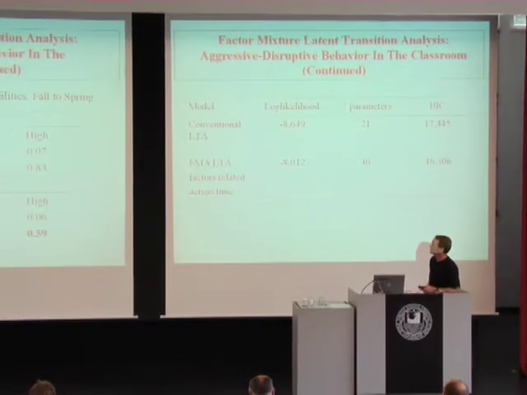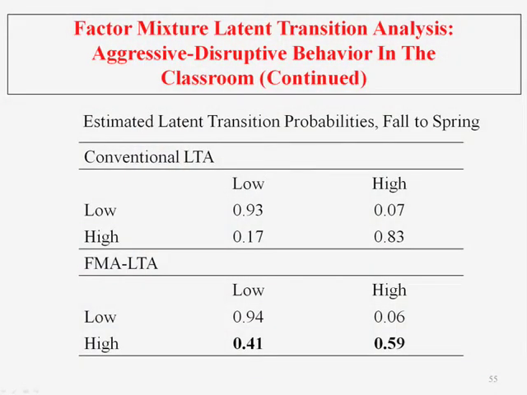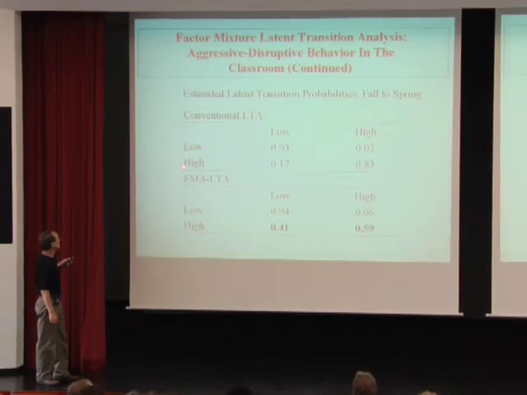And here are the results. Same on both screens. How does that affect the transition probabilities for this alternative model? Conventional LTA says that those who started, this is low and high aggressive level of the student in the fall of 1st grade, those who started out low aggressive have 93% chance of staying low aggressive in the spring of grade 1, a small probability of transitioning to high. Those who were high have a 17% chance of going down to low, 83% of staying high.